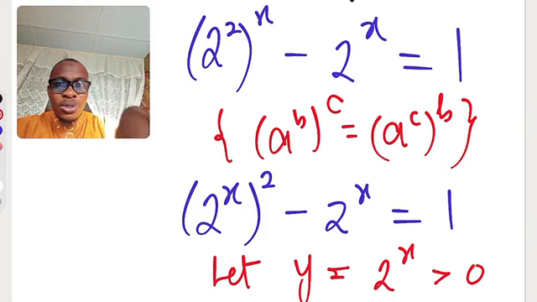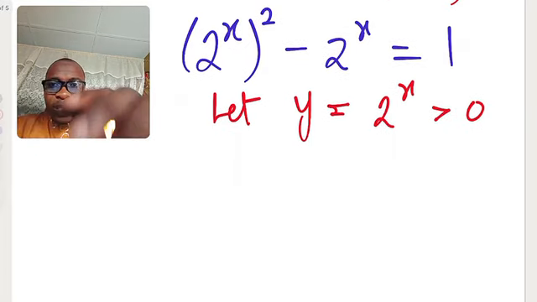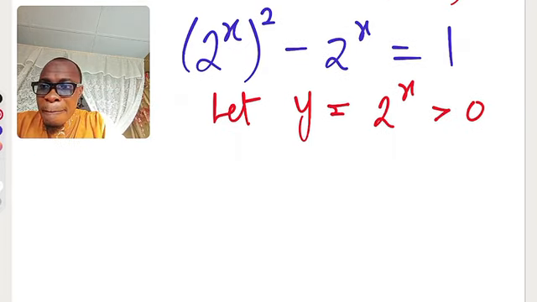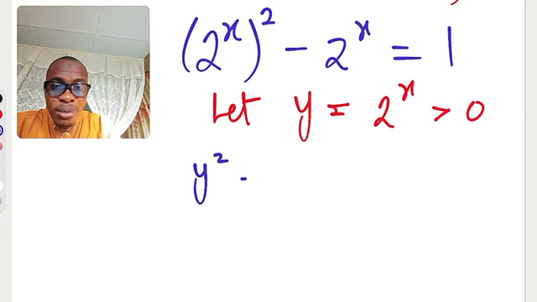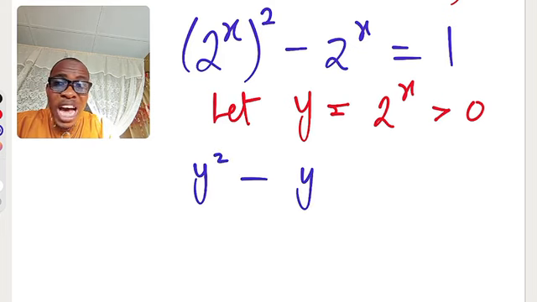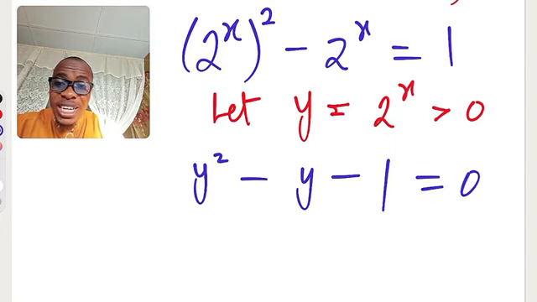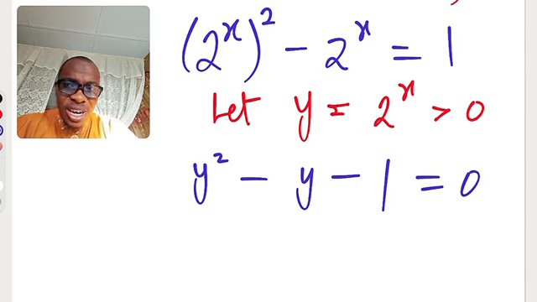So we're going to have this. Now, anywhere we see 2 to the power of x, we replace it by y. We have y squared minus y equals 1. Now, I will transpose this one to the left hand side, and I'm going to be having this. So now from here, looking at this, we cannot use the factorization method.